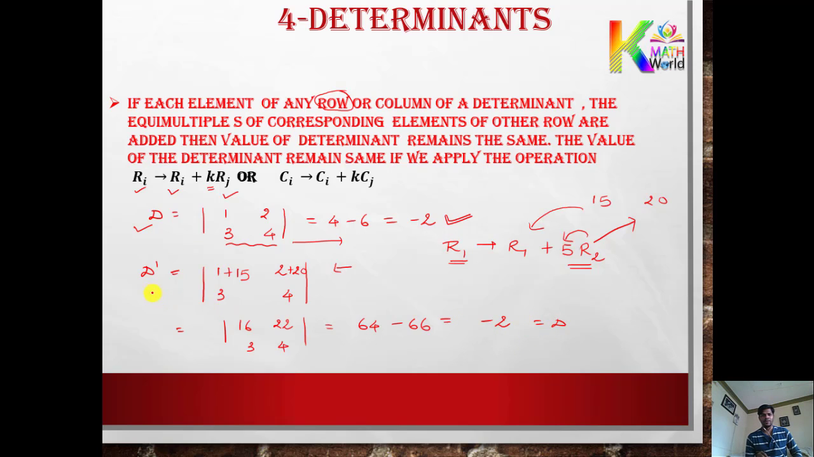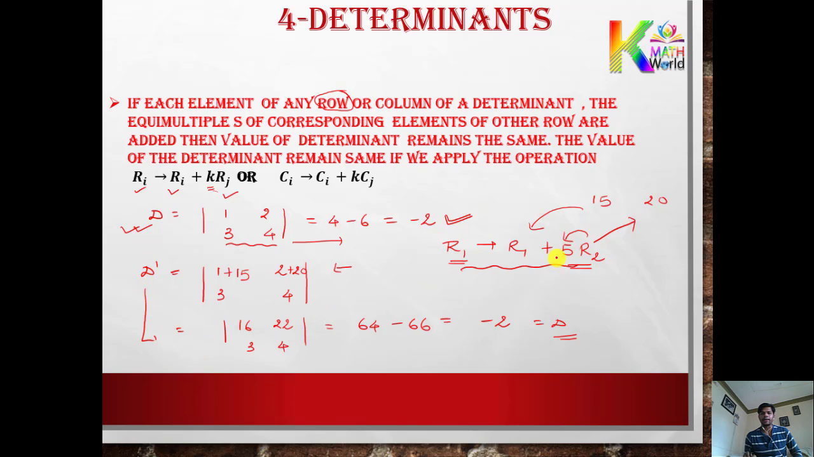You can see, when you perform an operation like this on D, the value of the new determinant is the same as the old determinant. Whatever we discussed here for rows remains true for columns also. It means you can perform this type of operation on columns also. So in short, when you perform an operation like this on any row, the value of the determinant remains unchanged. Hope you understood it properly.